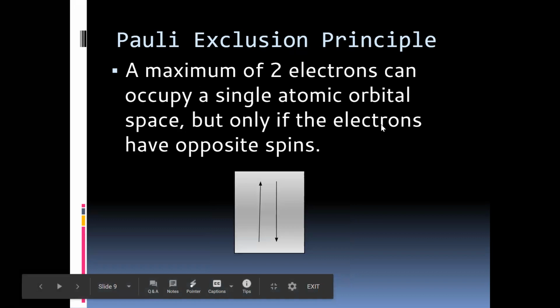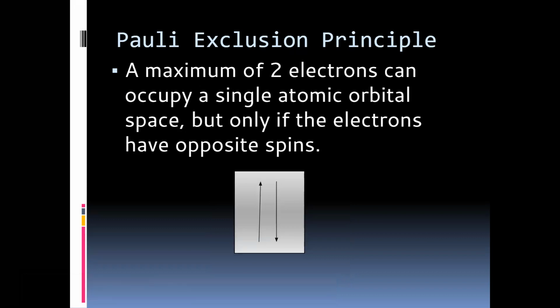The Pauli exclusion principle talks about electron spins. So electrons do spin as they orbit a nucleus. So within the same atomic orbital, you can have 2 electrons. Each orbital can have 2 electrons, but they have to have opposite spins, which will make more sense when we start drawing out orbital diagrams.